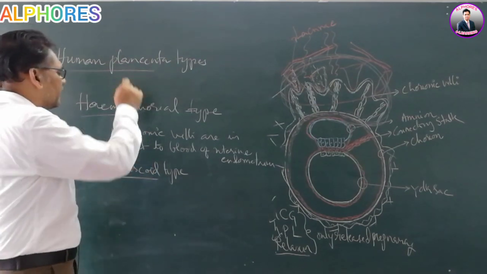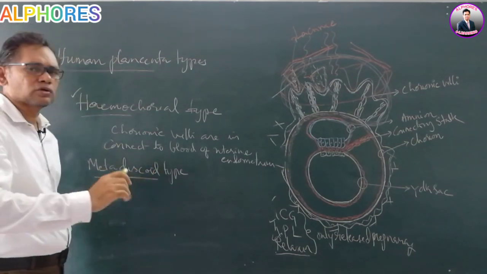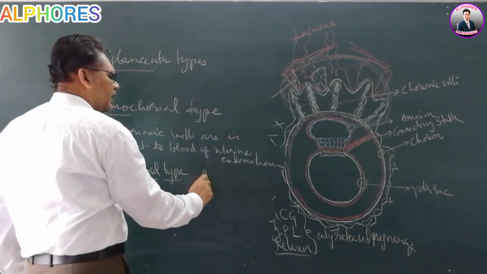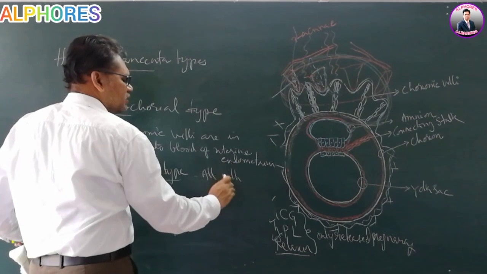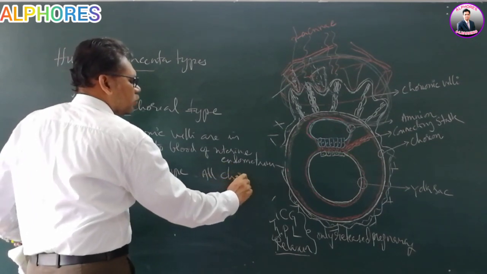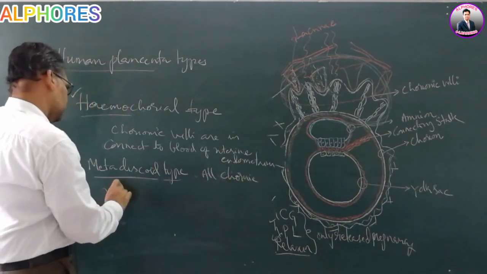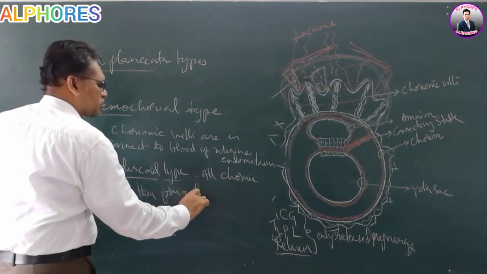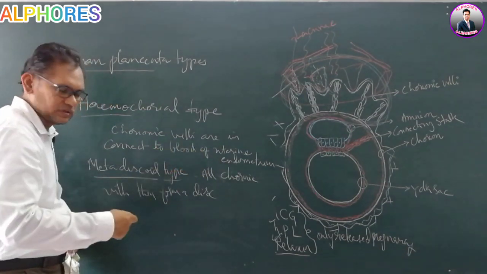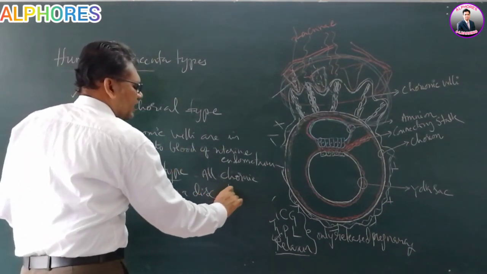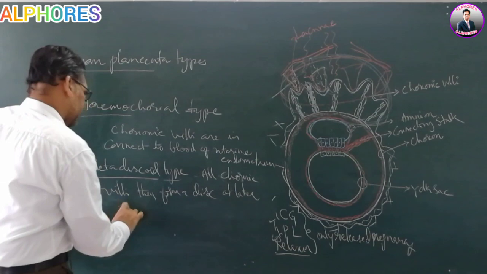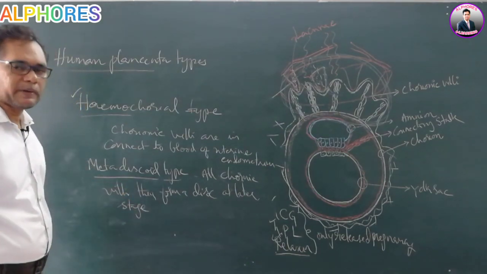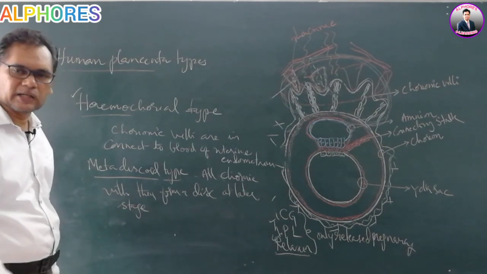The human placenta is considered as hemochorial type as well as metadiscoidal because all the chorionic villi form a disc at a later stage. Hence we are saying metadiscoidal, the placenta is considered as metadiscoidal type.